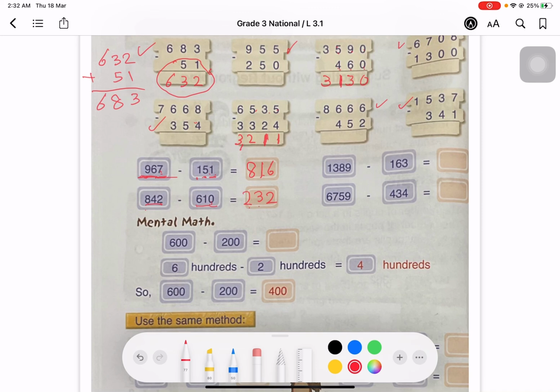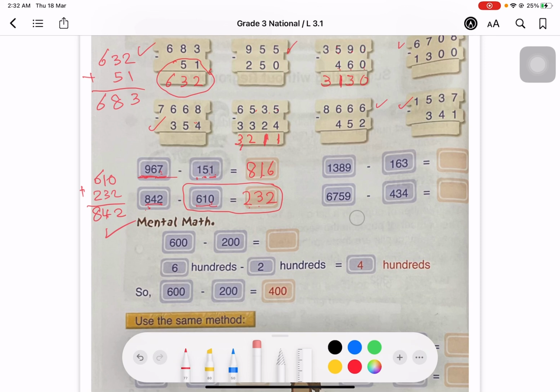If I want to check my answer, what will I do? Yes, you are correct. These two I am going to add. Let's try. If you add 610 plus 232, the answer will be 248. It's this number.